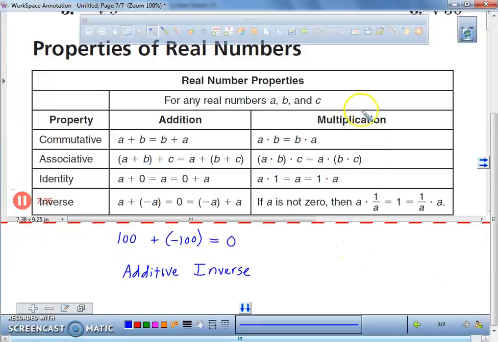Now, the next one, what do you think we're going to call the next one? Kind of in relationship to what we just did previously. That's right, the multiplicative inverse. So now, when parents ask you, what did you learn in school today? You can say, we learned about the multiplicative inverse. And they probably say, huh? What?